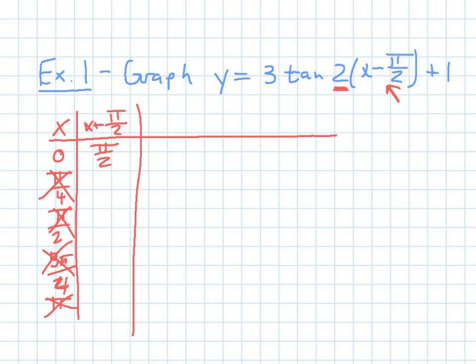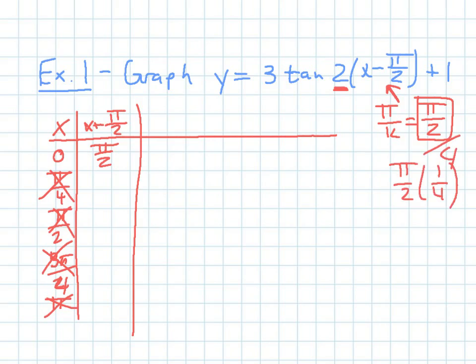So let's figure out what my new period will be. If it's pi over k, I'm taking pi divided by 2. So now my new period is pi over 2. I'll divide that by 4, so that gives me a pi over 8. That's what I'm going to add to pi over 2 because that's my starting point.